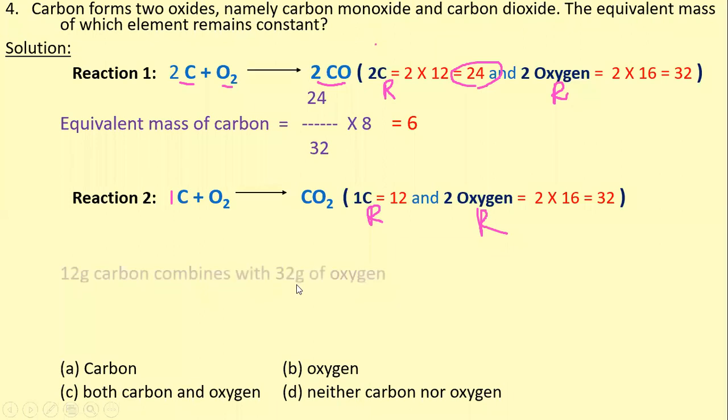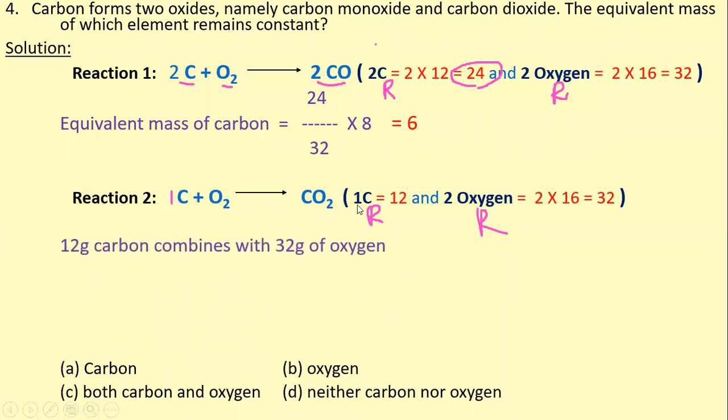See now, this 12 gram of carbon, okay, because the atomic mass will be 12. So 12 gram of carbon combines with 32 gram of oxygen. So like that, how we can tell for reaction 1, 24 gram of carbon reacts with 32 gram of oxygen, or it combines with 32 gram of oxygen, right?